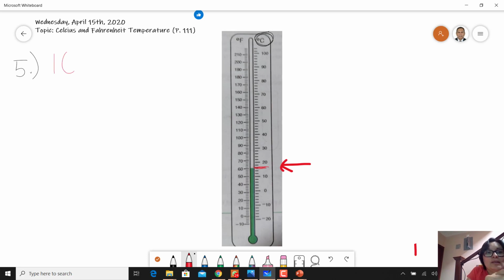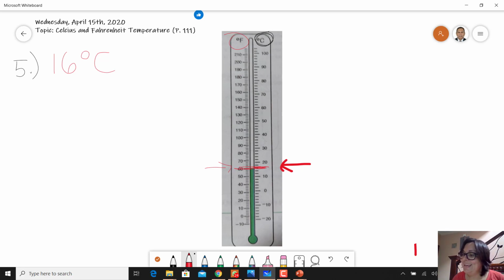So it's showing 16 Celsius degrees. Remember not to write only the number. You have to write if they are Celsius or Fahrenheit degrees. Now number 6 says, what is the temperature on Fahrenheit scale? This same temperature, but in Fahrenheit scale, by this side. Okay? So you have to answer by yourself.